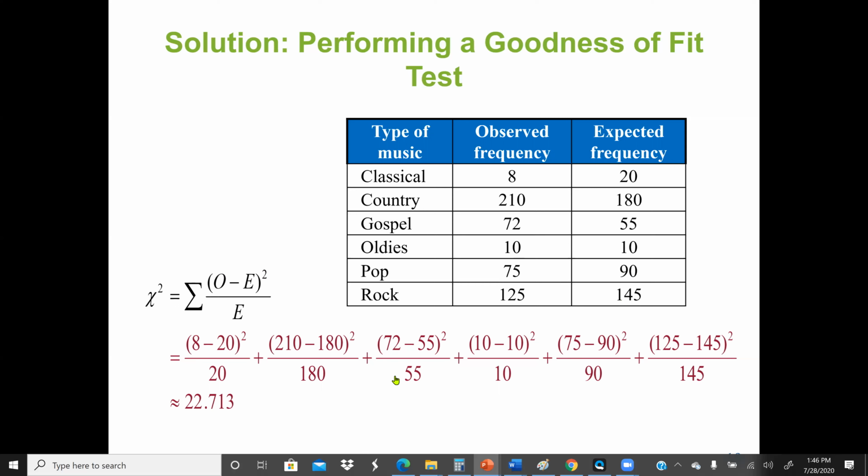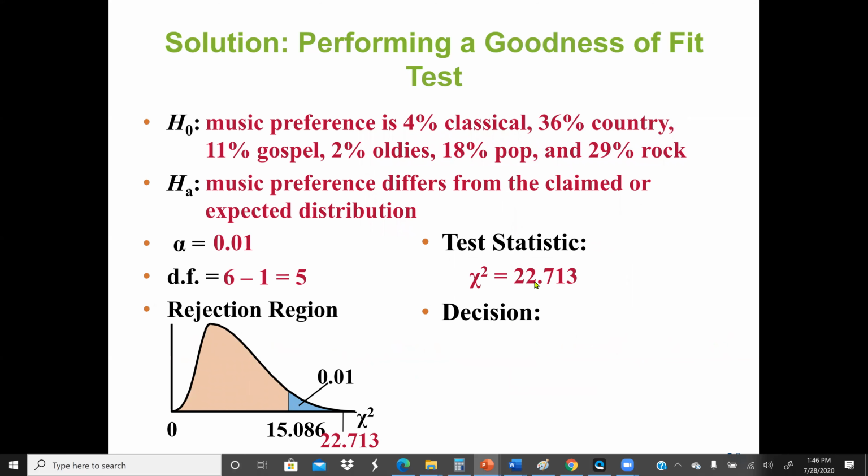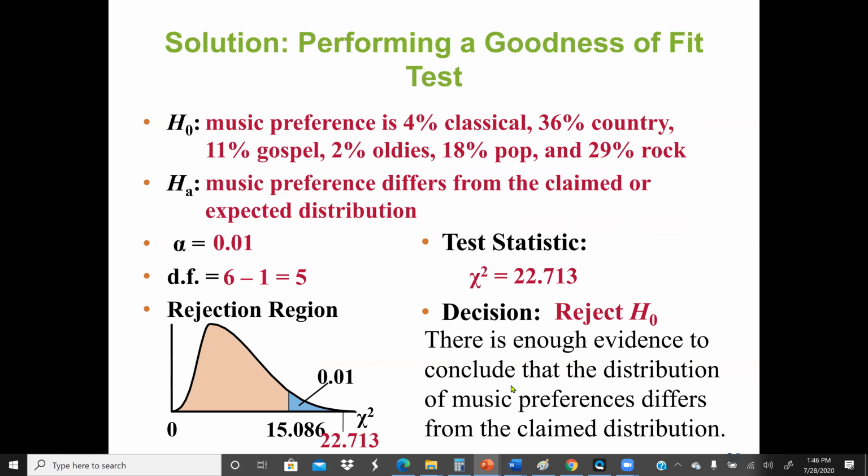So now we go to our diagram. We have 22.713, and we can see that 22.713 is in the blue area. So this means we need to reject H0. Always, our brown area is accepting the H0 and the blue is rejecting. So our decision here is that there's enough evidence to conclude that the distribution of music preferences differs from the claimed distribution. Since we reject the H0, we're going to say that.